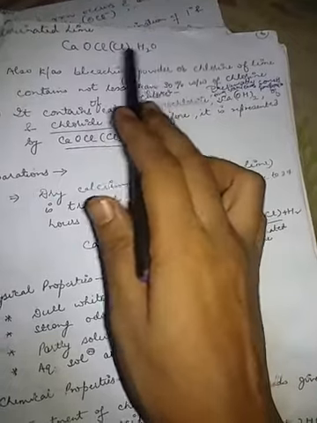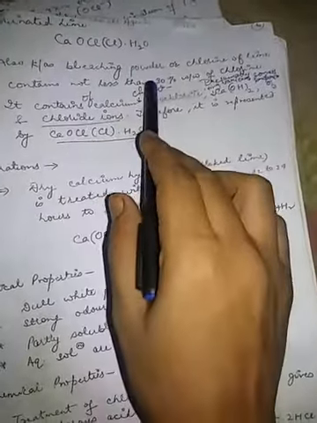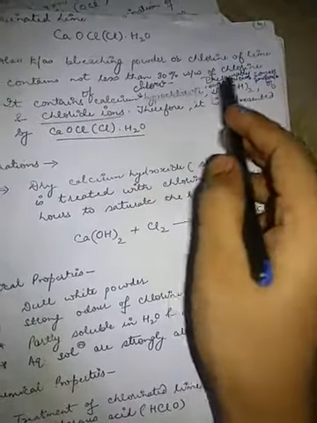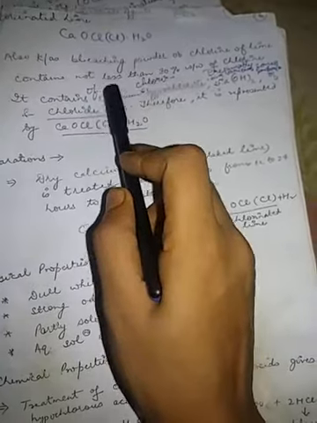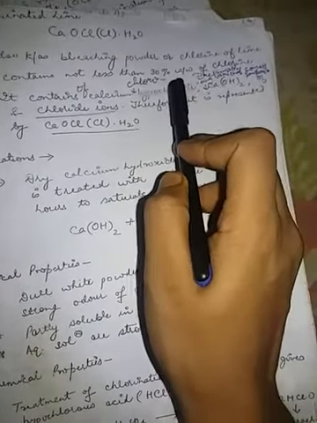Now we discuss the chlorinated lime. The chlorinated lime has the formula CaOCl2, or CaOCl.Cl.H2O. It is also known as bleaching powder, as we all know, or chlorine of lime. It contains not less than 30% weight by weight of chlorine.